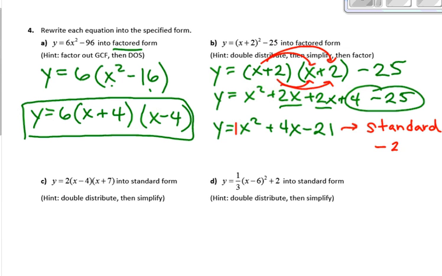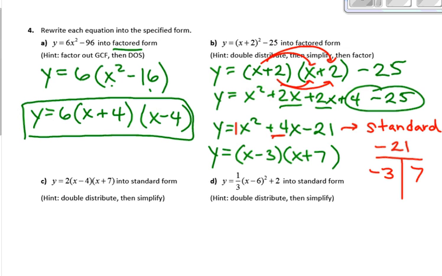So we have negative 21 is what we want to multiply to get, and we want to add to get positive 4. I automatically think 3 and 7. To get a positive 4, though, we want a negative 3 plus 7. Okay, so since this A is 1, we can use the shortcut. So this goes into y equals x minus 3 times x plus 7. And that is my factored form equation.